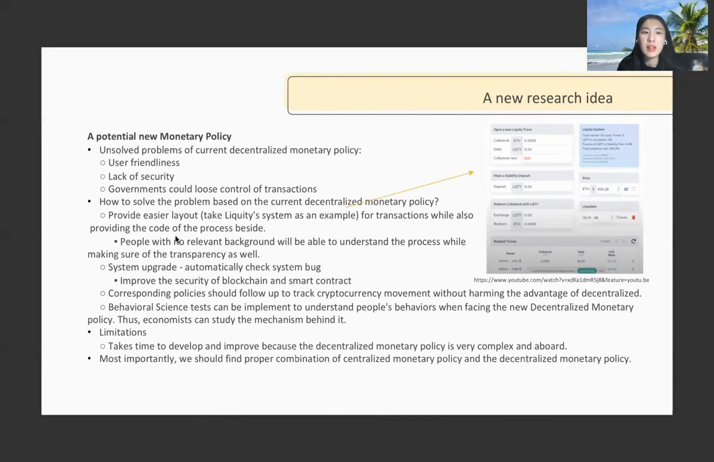And last but not least, behavioral science tasks can also be implemented to understand people's behaviors when facing the new decentralized monetary policy. Thus, economists can study the mechanism behind it so that it can be better improved. But there are also limitations. For example, it definitely takes time to develop and improve because decentralized monetary policy is very complex and broad. And most importantly, we should find a proper combination of centralized monetary policy and decentralized monetary policy.